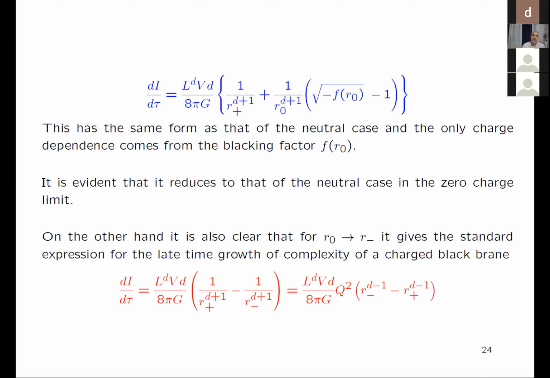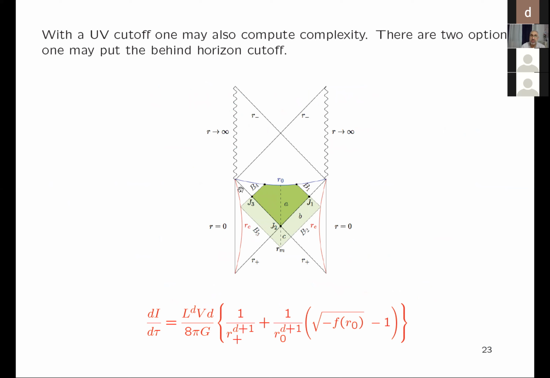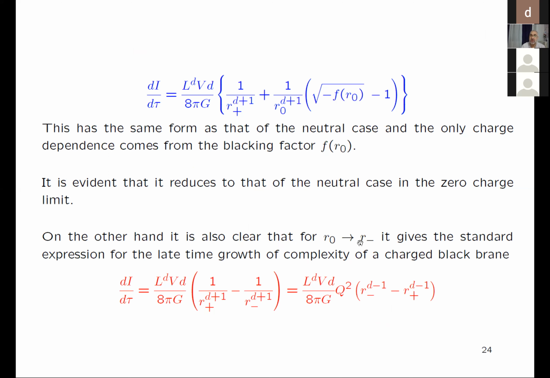On the other hand, it is also clear that when we set the cutoff to 0, it means that R0 approaches the inner horizon. In this case, it is clear from this expression that this term is 0 here. Therefore, we get this expression, which is exactly the expression we had before for complexity without cutoff.